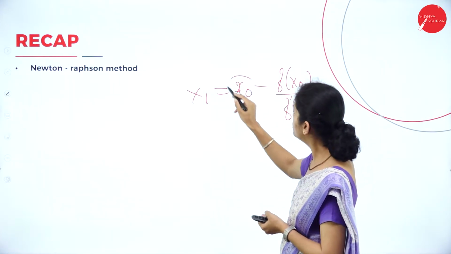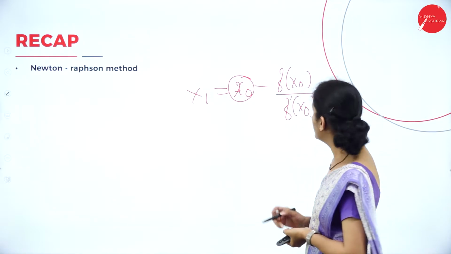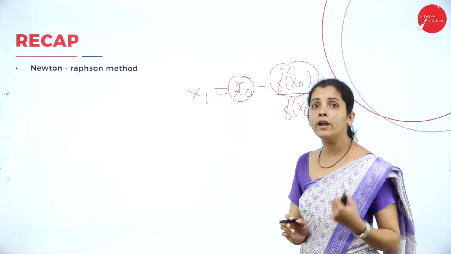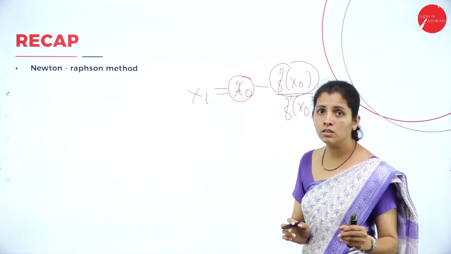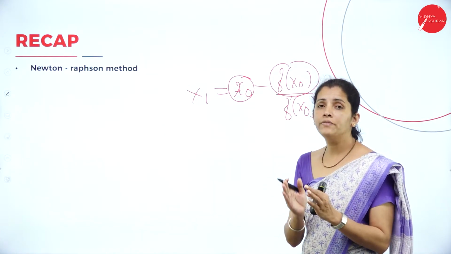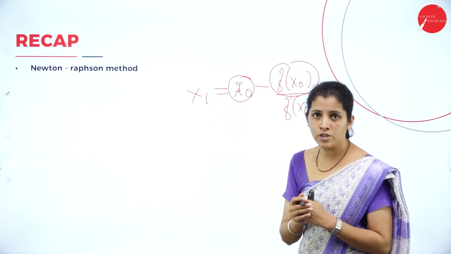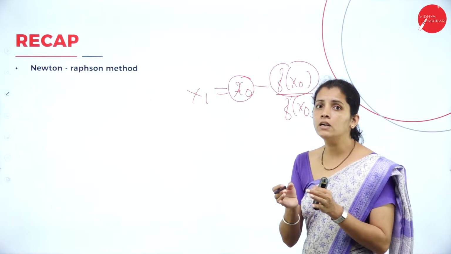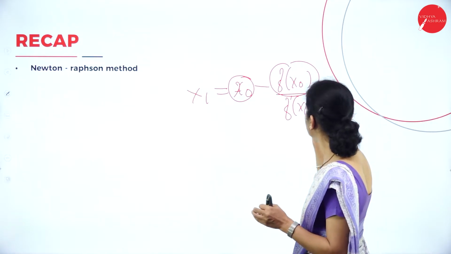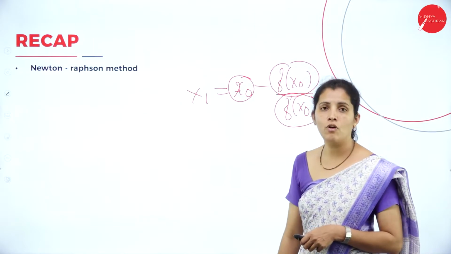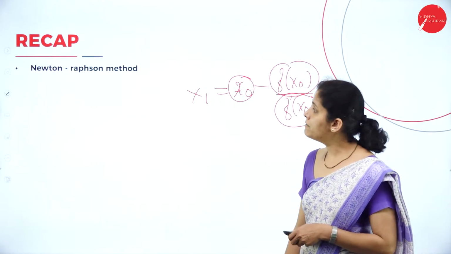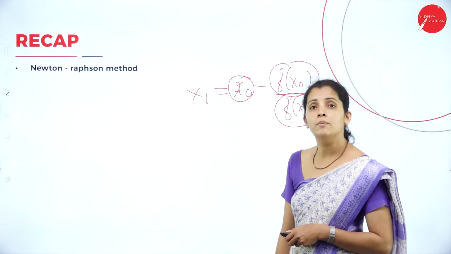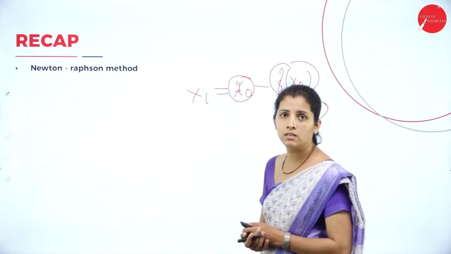I want to have x0. Then I must have f of x0. Then what about f dash of x0? So, I want to differentiate the given equation. That means after performing differentiation, whatever equation I get is nothing but my f dash of x0. Anyway, in my previous session, we discussed some of the problems under this method.